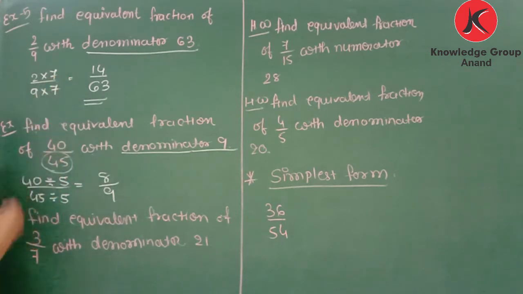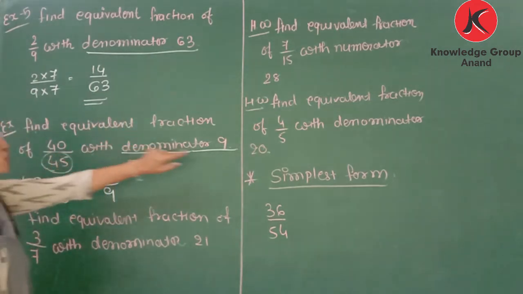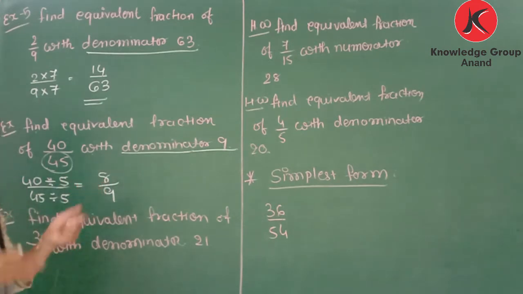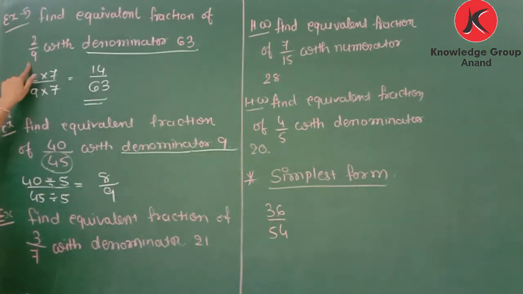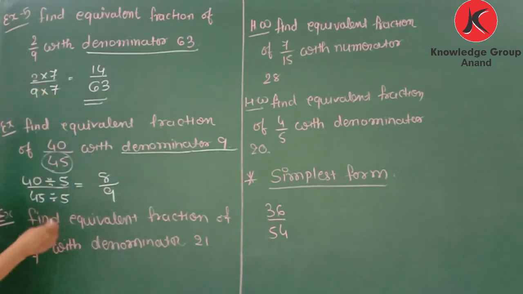Now from this two, you can see whenever you need to convert the denominator from smaller to larger, you need to multiply, and from larger to smaller, you need to divide. If you need to convert this smaller fraction to greater one, you need to multiply. So it will be easy to find the answer.